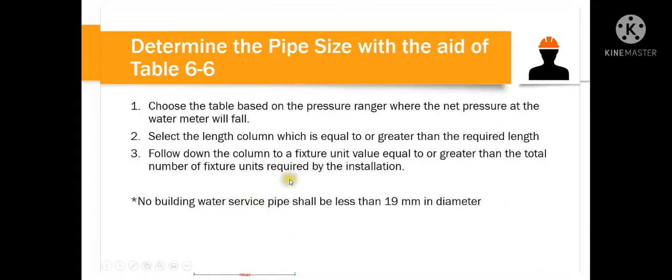Okay? After identifying the table, select the length column which is equal to or greater than the required length. So, you measure the length of the pipe from the water main to the remote fixture, which is the longest pipe, from the water main to the most remote fixture. Then, follow down the column to a fixture unit value equal to or greater than the total number of fixture units required by the installation.